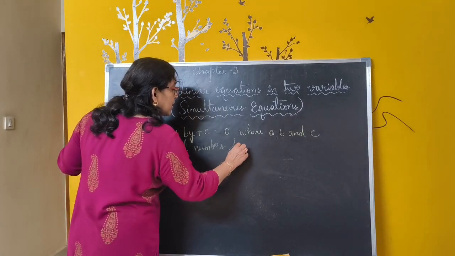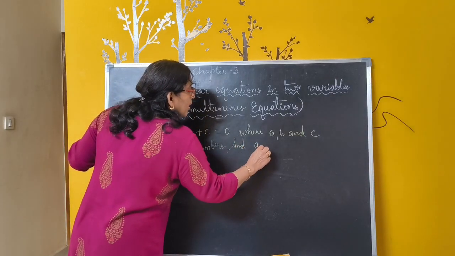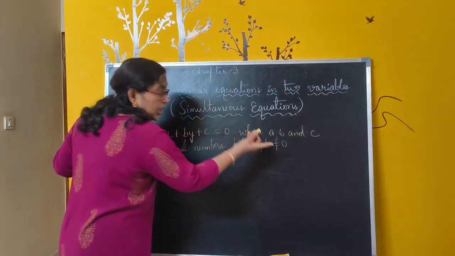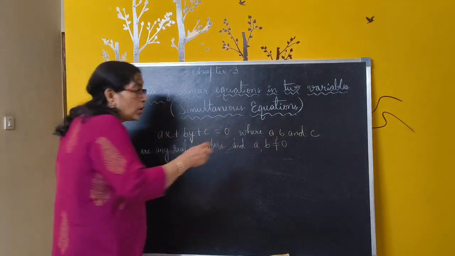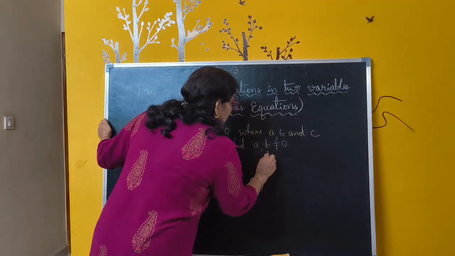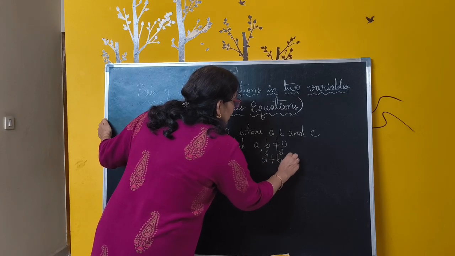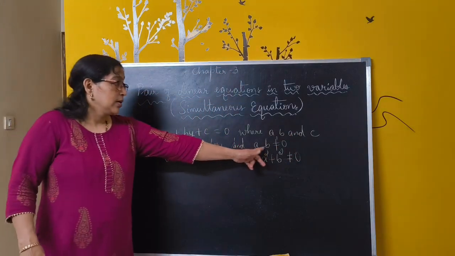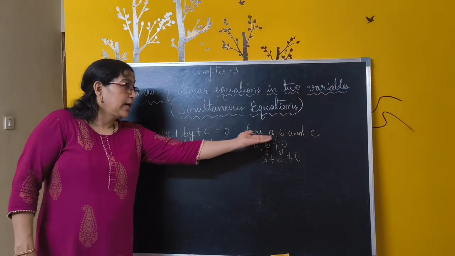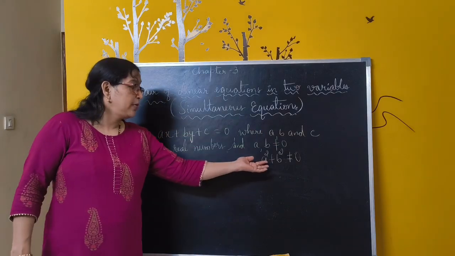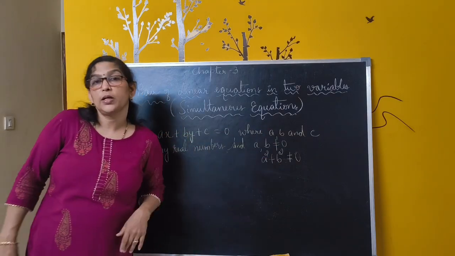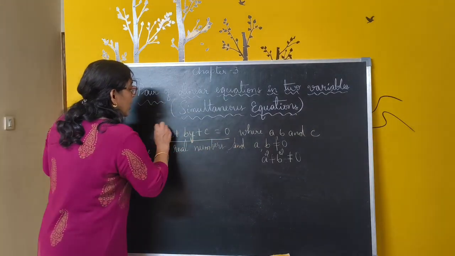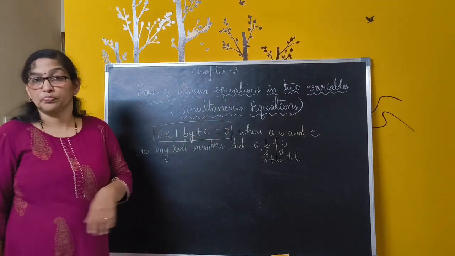And one more condition is a and b should not be equal to 0. The same condition can be written in another way also, that is a square plus b square should not be equal to 0. Obviously, if a and b are not equal to 0, then a square plus b square also should not be equal to 0. This is the general form of a linear equation.